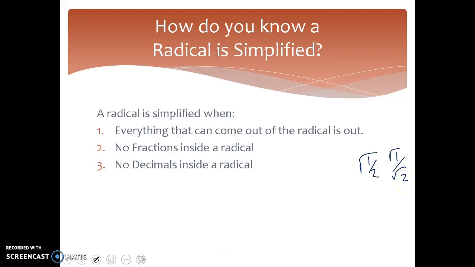I can't have a decimal inside of a radical. Okay, so I'd have to change the decimal to a fraction and then write it as the square root of the top over the square root of the bottom. And then there can't be a radical in the denominator, like there is in this example here. Once all those things are done, then you know you have a completed simplified radical.